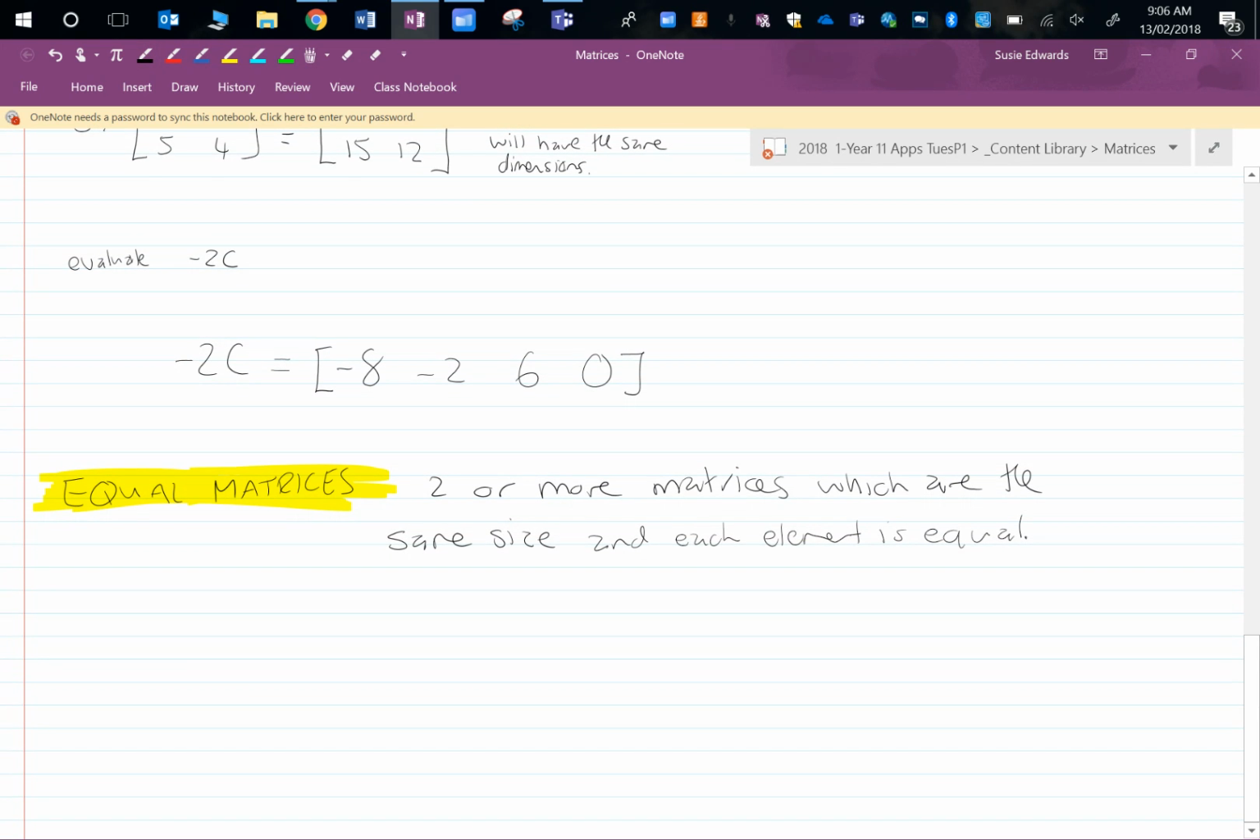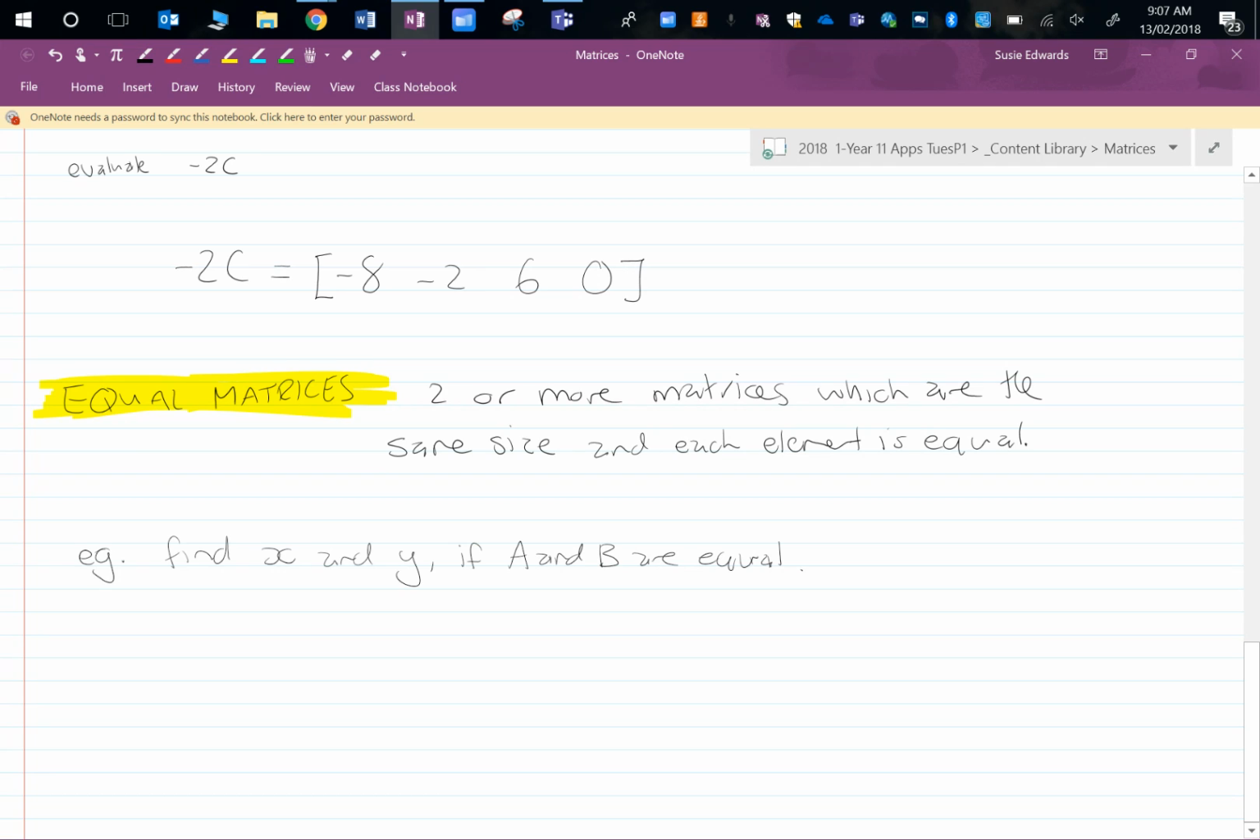So an example question, and I think you guys will find this rather simple. E.g., find x and y if A and B are equal. So see how the questions told you they're equal?